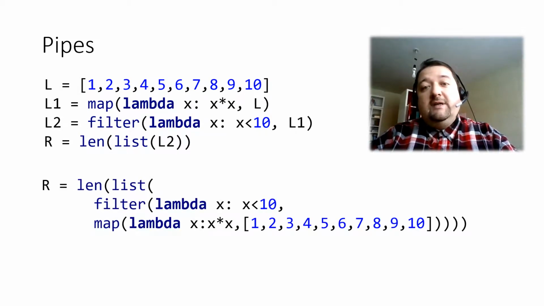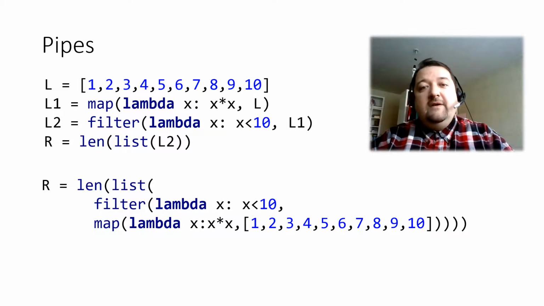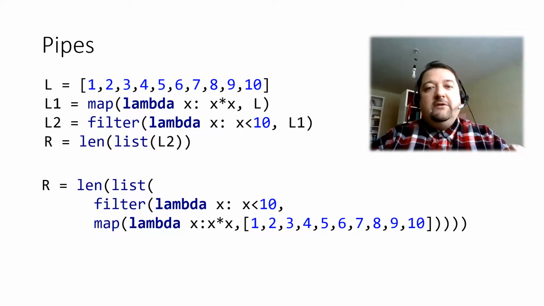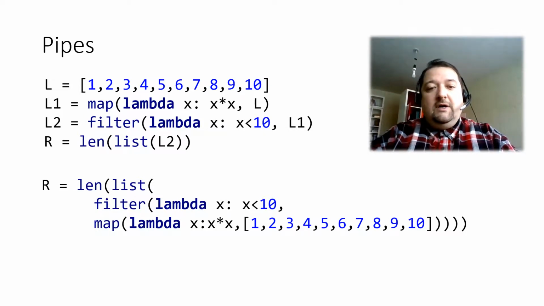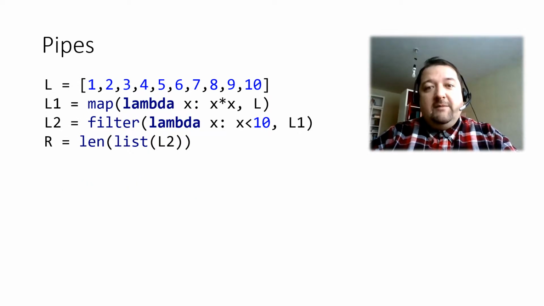Of course, this can also be written as one big statement, but this is not very convenient because the order of operations, mapping then filtering, is kind of reversed here. It's from right to left. So how can this be simplified using pipe syntax?